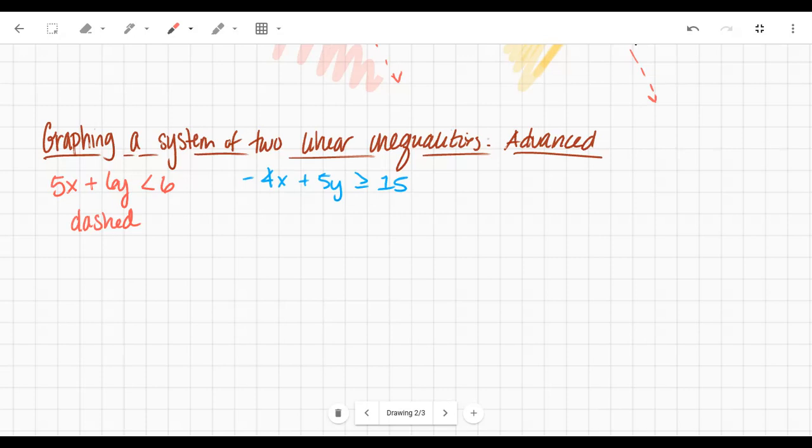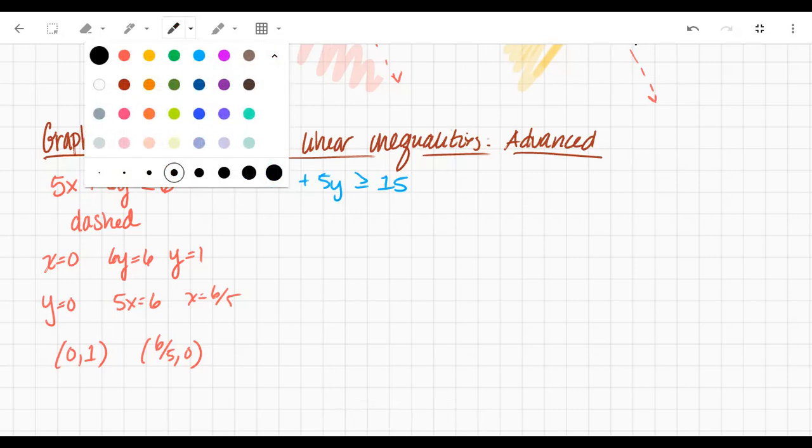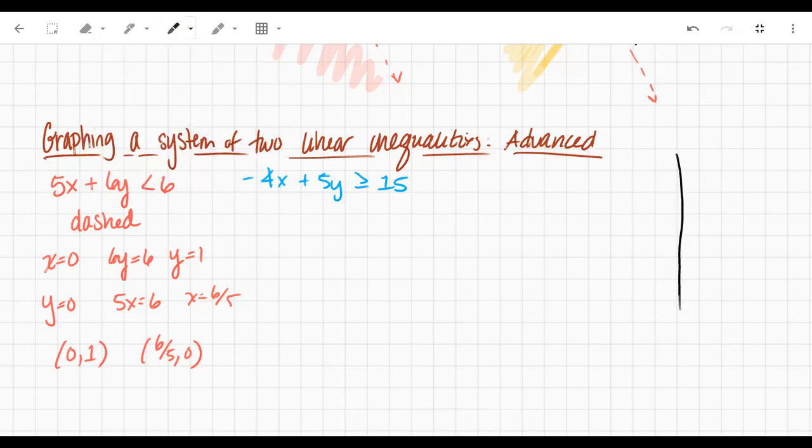Okay, if x is 0, then 6y is 6 and y is 1. If y is 0, then 5x is 6 and x is 6/5. So there's our 2 points that we're going to plot. 0, 1, and 6/5, 0. Okay. Let me get it going over here. Okay, so 0, 1, and 6/5, 0, and a dashed line there.